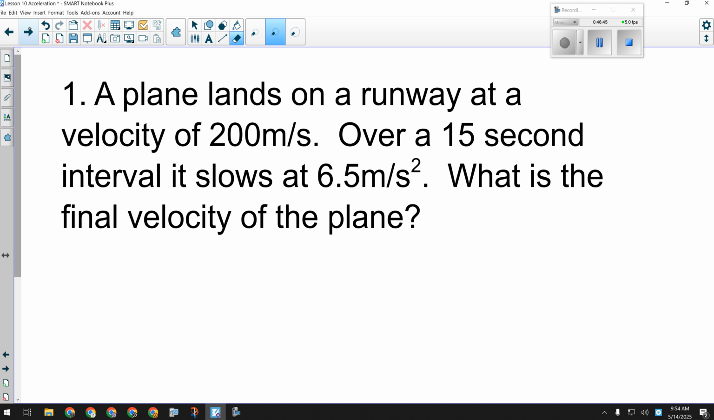All right, try this one. Make sure you write down all these examples. Having examples to look back at when you're studying is super helpful. What's the trick on this one? If you slow down, your acceleration has to be negative. That's the trick here.